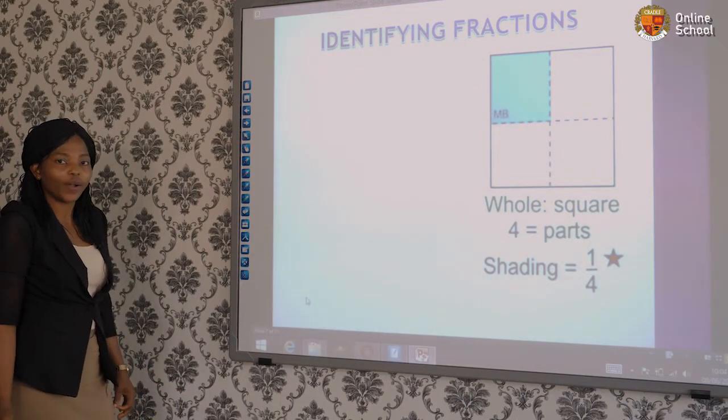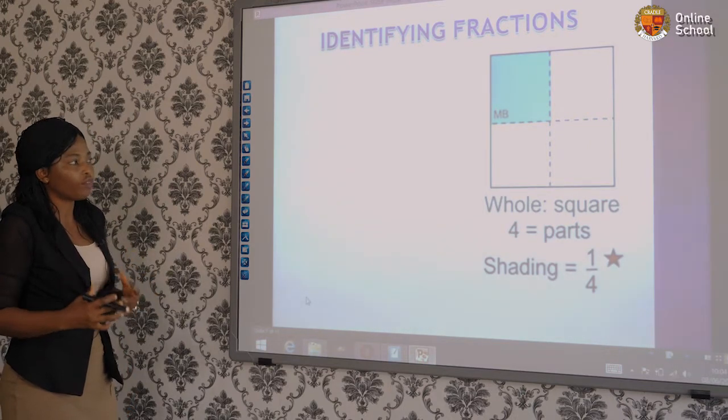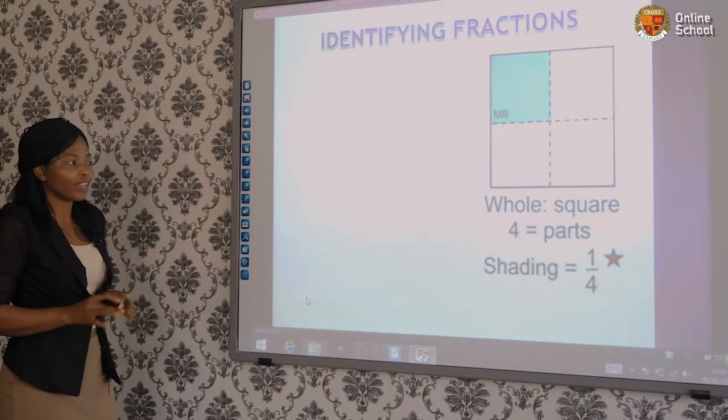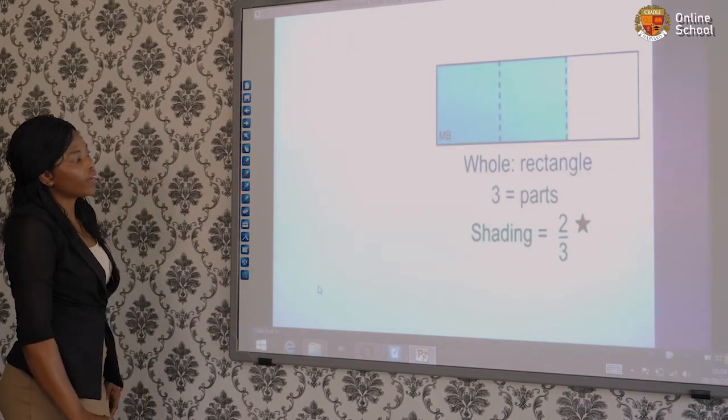Do you understand now? I hope you're having fun. Now you're going to be doing a lot of work on fraction. Don't be scared. It's very simple and interesting. Okay, let's move on. Then we have another shape here.